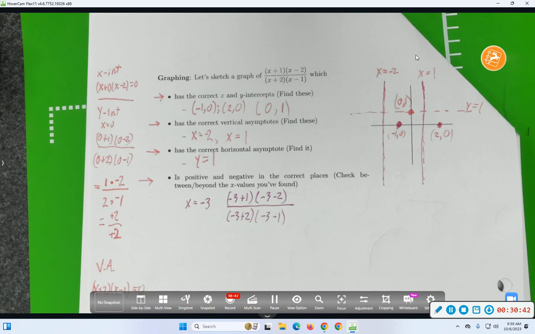Negative 3 minus 1, is that positive or negative? Negative. This next piece? Negative. Negative times a negative is positive, so the numerator is positive. Negative 3 minus 2, positive or negative? Negative times a negative is positive, so the denominator is positive. So the whole thing's positive.